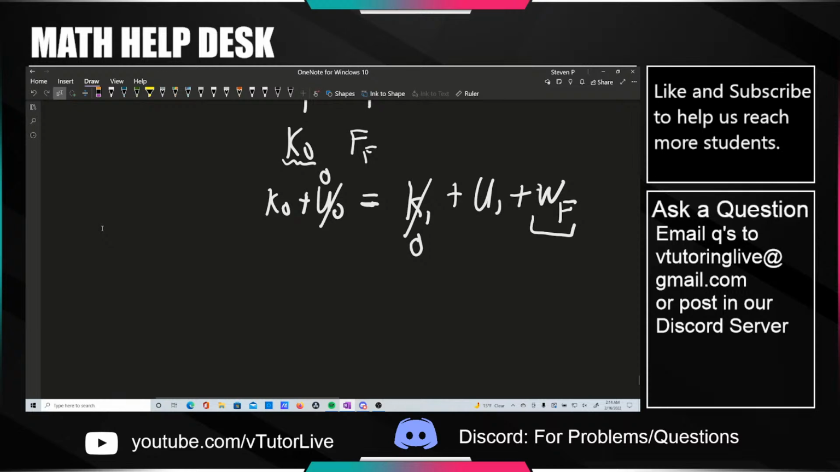But okay, so basically at this point, you know literally what k naught is. You're given a number for it, right? So then the potential energy is just 1/2 kx squared. And then you're approximating the work done by friction as force of friction times the displacement.